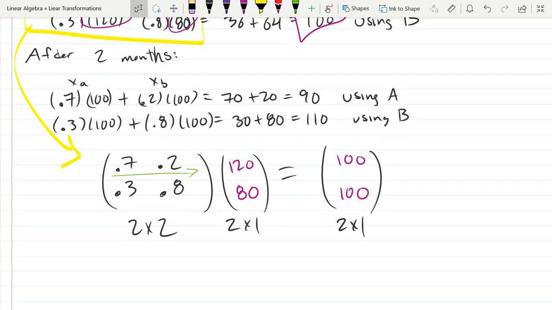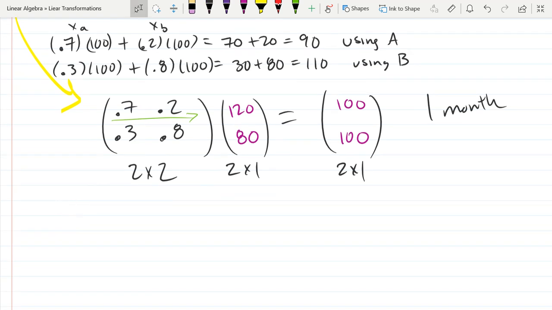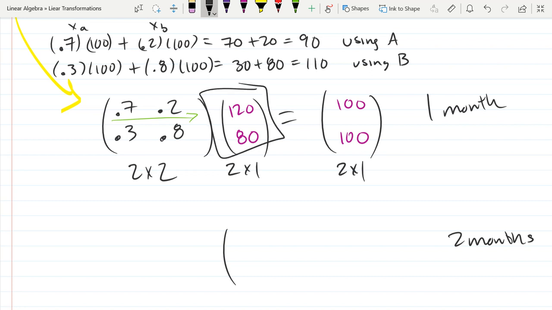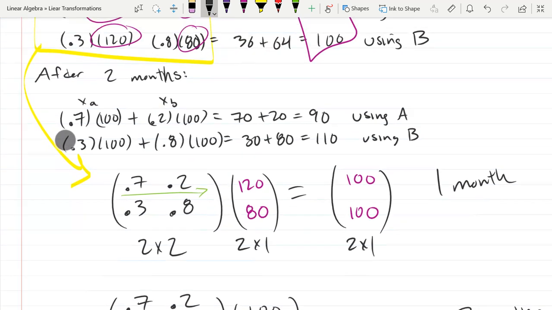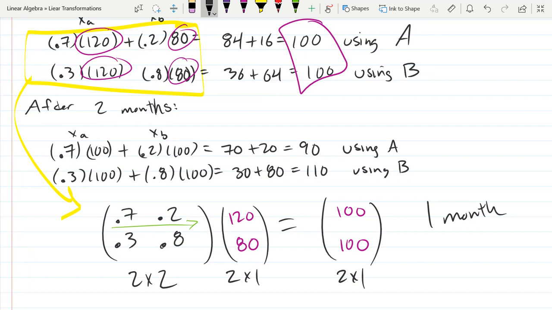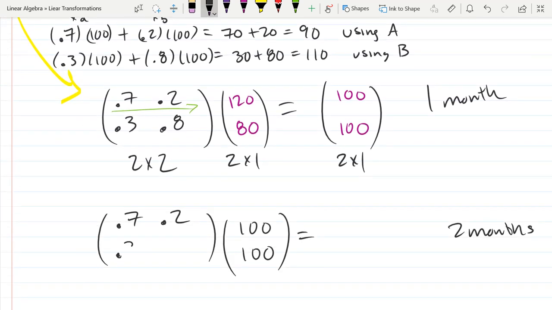Okay, so this is the 1 month situation. Let's look at now the 2 month situation written out like this. The only difference is our initial condition is not 120, 80. Our initial condition is 100, 100 now. So I'm going to swap out that 120/80 and put the 100/100 in. And we still want to multiply by the same coefficient matrix: 0.7, 0.2, 0.3, 0.8. That's exactly the same, so those other coefficients are not changing. That 2 by 2 matrix is going to remain unchanged. We got 91/10.